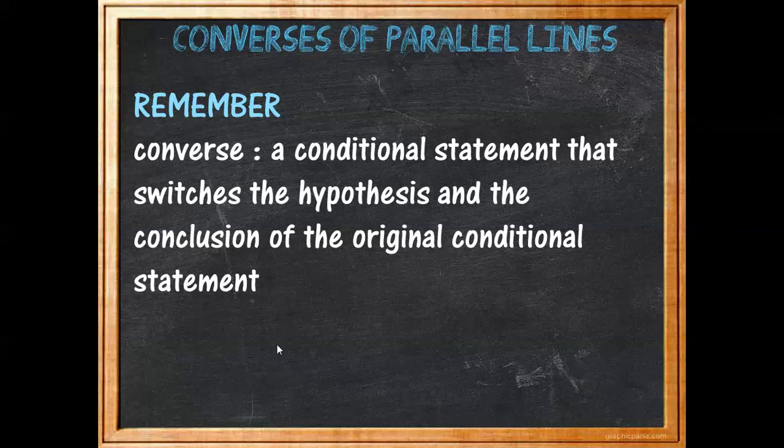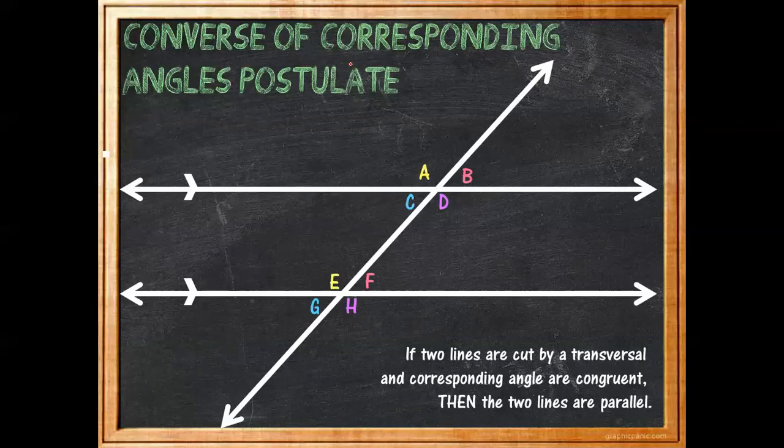Last lesson we talked about parallel lines and transversals, and today we're going to talk about the converse of parallel lines. Remember, a converse statement is a conditional statement that switches the hypothesis and the conclusion of the original conditional statement. So if we're looking at the converse of parallel lines, then we're going to look first at the converse of corresponding angles postulate.